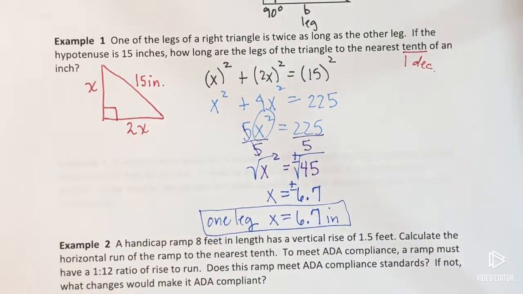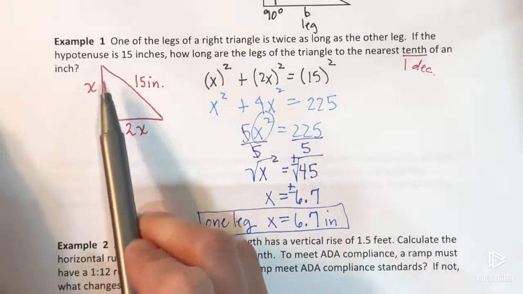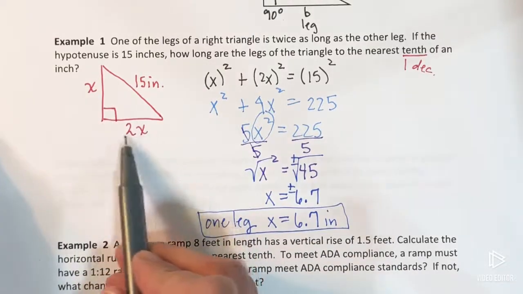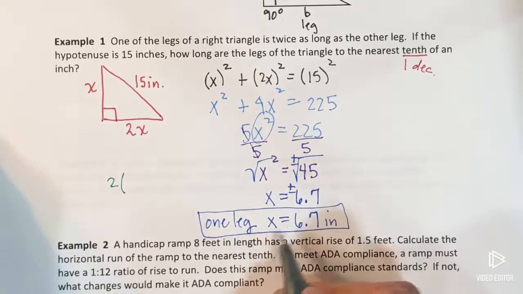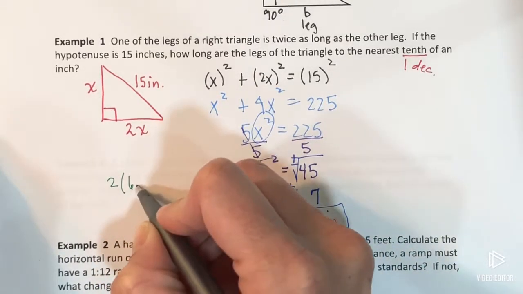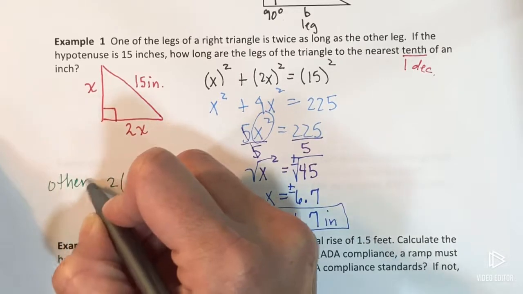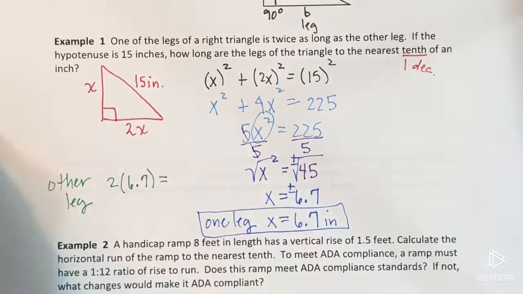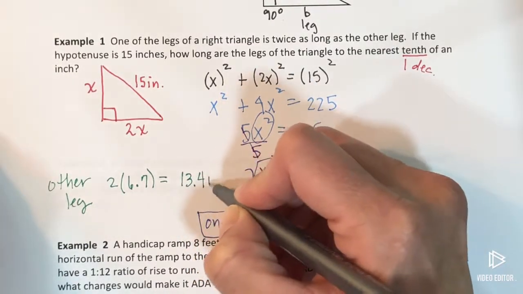Now the question is, if I know one leg, how am I going to find the other leg? You'll notice this leg right here was x. To find this leg, I already know x. I'm going to take 2 and multiply by this 6.7, and this will be our other leg. So 2 times 6.7, if you plug that in your calculator, you get 13.4 inches.